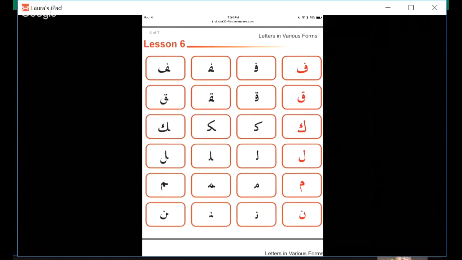Actually, it's good practice. Next, we have the letter qaf. Qaf in isolation. Qaf in the beginning of a word. Qaf in the middle of a word, and finally at the end of the word. Then we have kaf. Kaf in isolation. At the beginning of a word, it changes a lot. In the middle, it changes again. And then finally at the end, it gets the basic shape from the isolated position back, but it's connected.